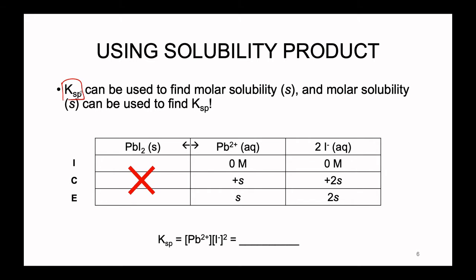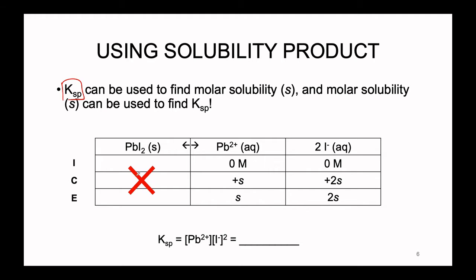we can use our ice tables method, like how we have learned in chapter 16. So we can see that's exactly what I've laid out here. We have lead iodide as a solid breaking down reversibly to create lead ion with a 2+ charge and 2 iodide ions with a minus charge.